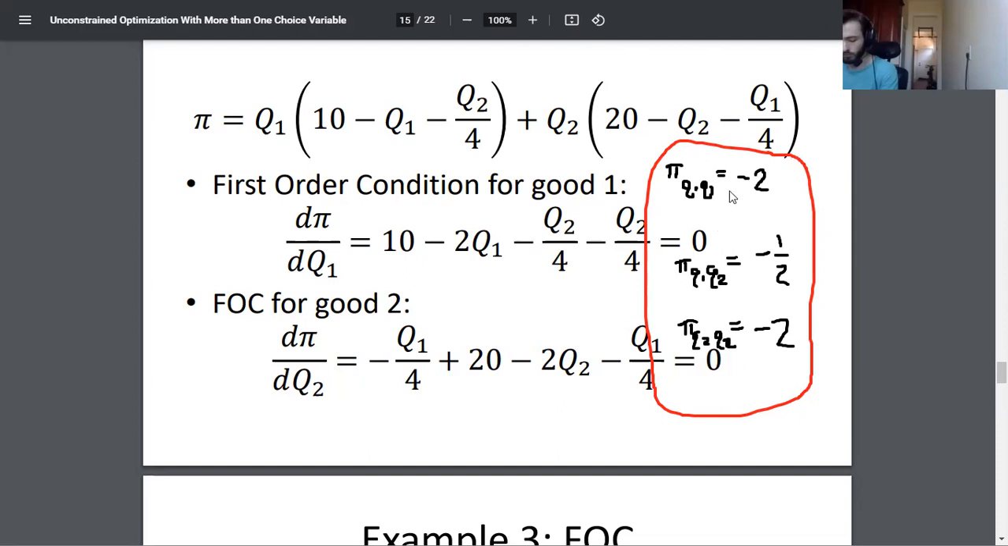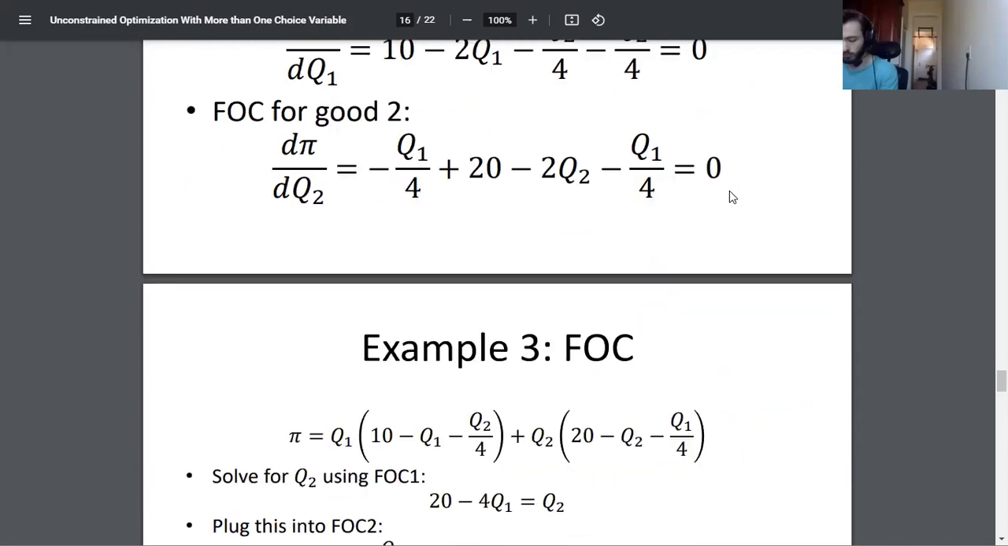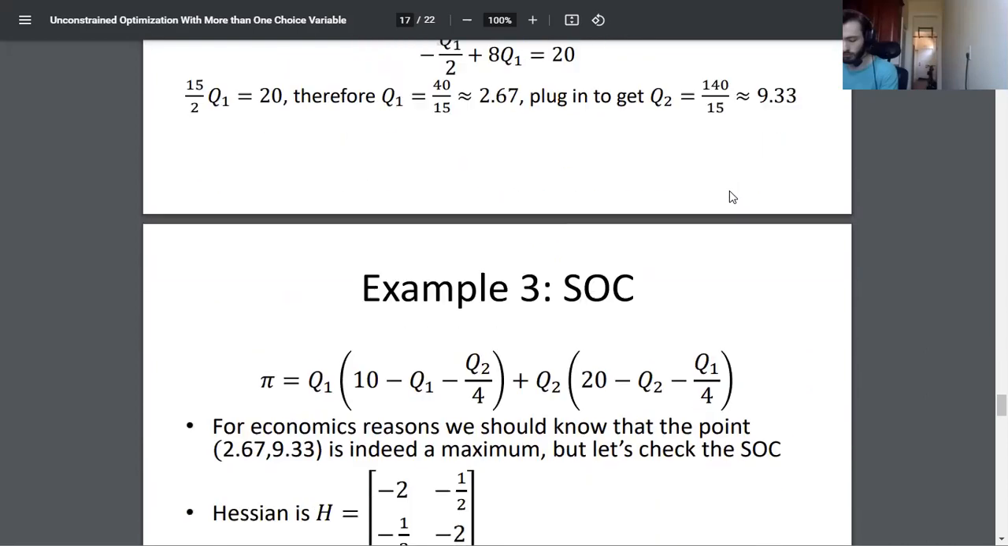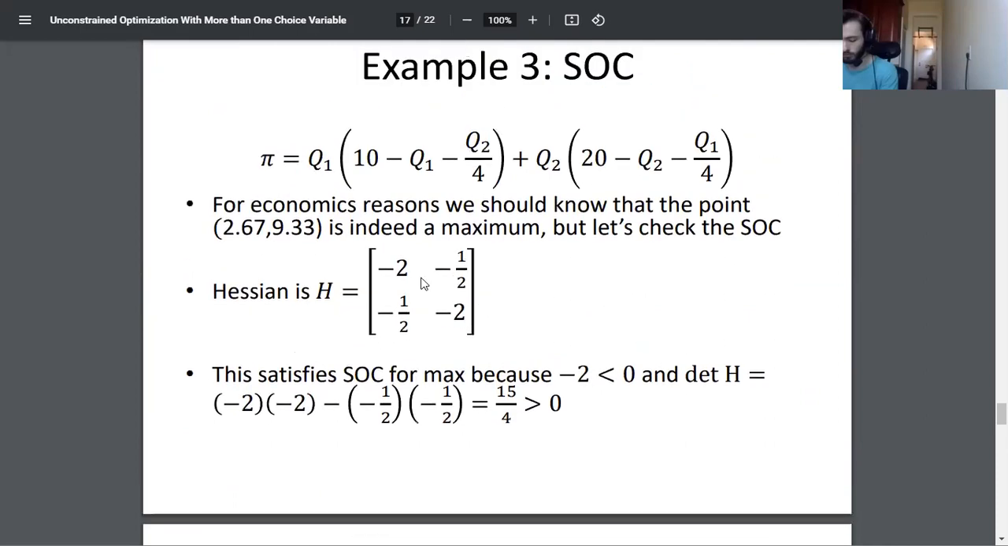Let's, what happened to my, oh no, I can't even delete this stuff. Clear drawings. Nope. Here we go. Sorry. Done. So the second order conditions is this Hessian matrix right here: -2, -1/2, -1/2, -2. You should be aware that there could have been Q's in there, right?